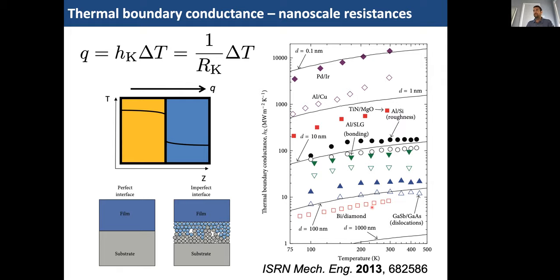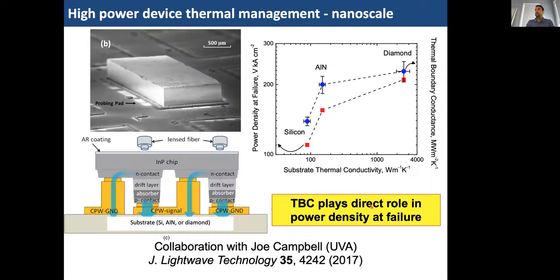So what's that mean for our device? Let's go back to that high power, high frequency photodiode. So now we plot power density at failure versus substrate thermal conductivity. That's shown in the red, same trend we saw. Now, we can do this a couple different ways, and it'll become clear in the next slide where we plot it in a more logical way.